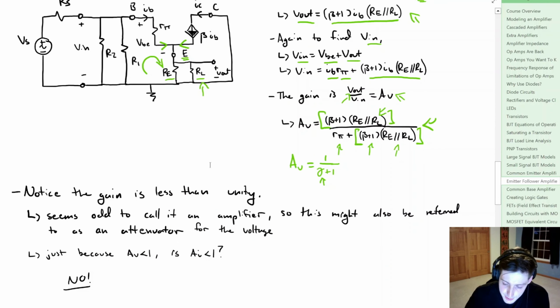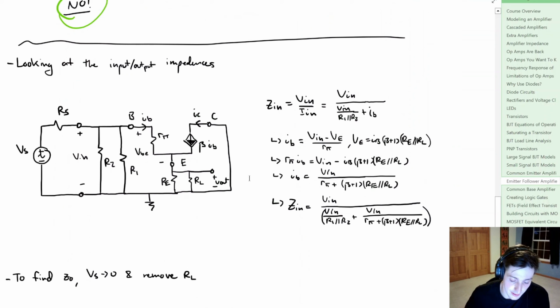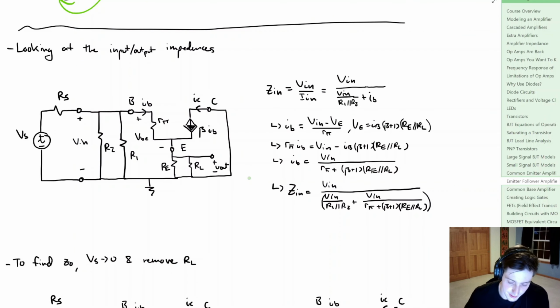So this might be referred to as an attenuator, but if we recall again from the introductory videos, just because the voltage gain is less than 1 doesn't mean the current gain is less than 1. So while this might not be a voltage amplifier, it is a current amplifier, and that is still an amplifier. Now if we look at the input and output impedances, well, we're going to say that Zin is equal to our input voltage right here divided by that input current. And we know that the input current, well, that's going to be the current through these two resistors and then IB.